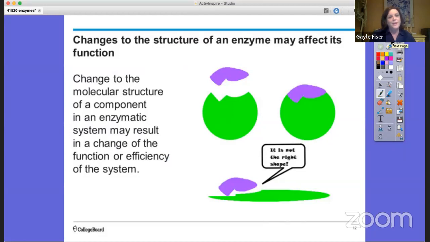All right, so a change to the molecular structure of a component in an enzymatic system may result in a change of the function or efficiency of the system. So I'm not really addressing denaturation yet, okay? If this active site is supposed to be this shape for this substrate to fit, and it were to have some conformational change, this substrate is no longer going to fit into this enzyme. So it's not going to function as it was originally designed to do.